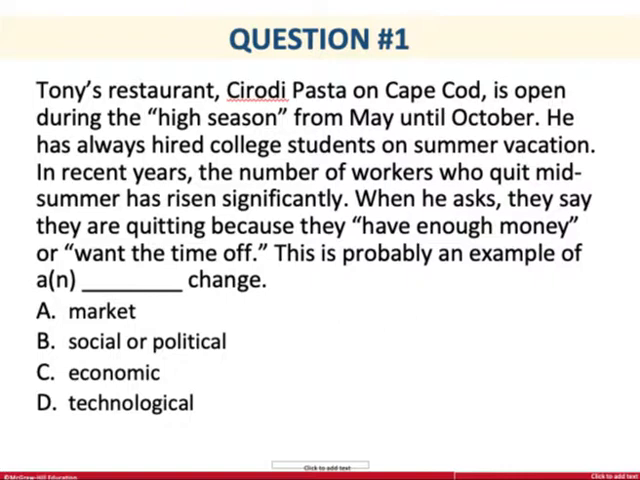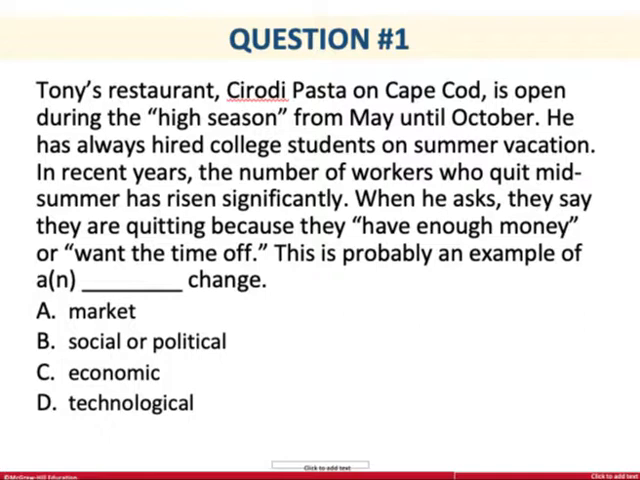So before we even decide and go into depth on what each of the changes are, or what we've learned in previous chapters about these things that impact organizations. Tony's restaurant, Ceroti Pasta on Cape Cod, is open during the high season from May until October. He always hired college students on summer vacation. In recent years, the number of workers who quit midsummer has risen significantly. When he asks, they say they are quitting because they have enough money or they want time off. This is probably an example of what kind of change?